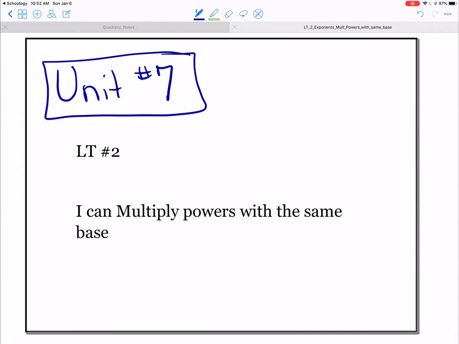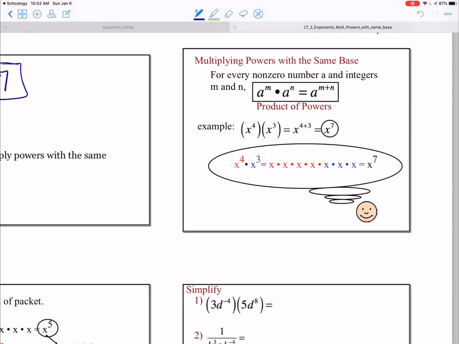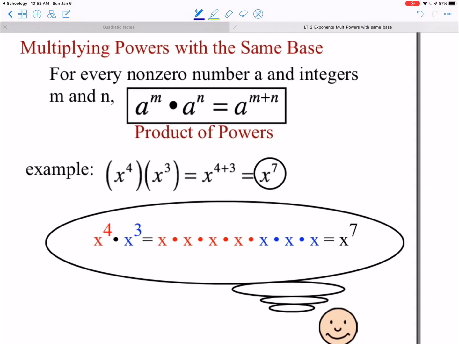This movie is for Unit 7, Learning Target 2. I can multiply powers with the same base. Multiplying powers with the same base.